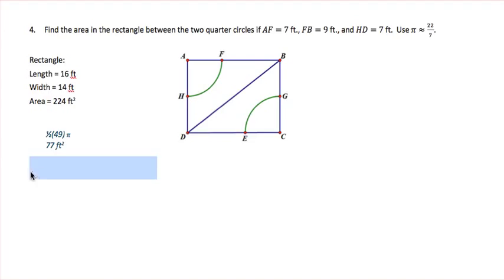Now in our final step then, we'll need to subtract the area of those 2 quarter circles, and that will give us 147 square feet, which is the space in between the 2 quarter circles.